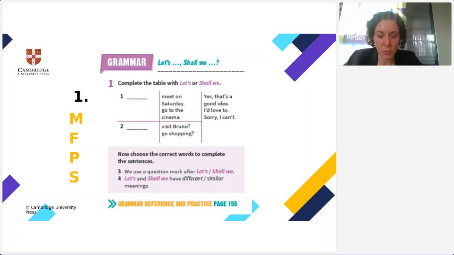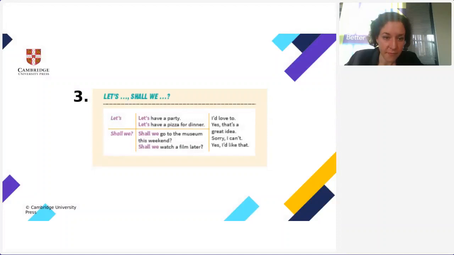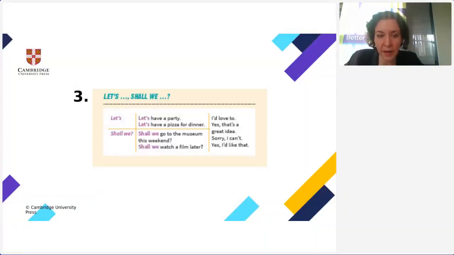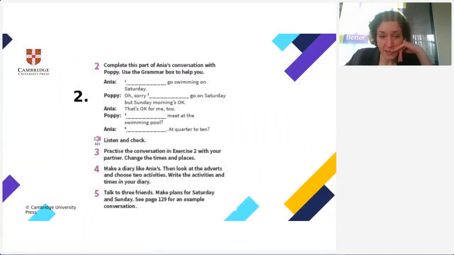Now we go to pronunciation. Shall we? And we go to spelling. Let's with apostrophe and so on. Okay. Then we have a grammar reference where this is done. Yeah. But we need to find as many questions to check students' understanding of the meaning as we can. Practice, practice again, and then produce, right?